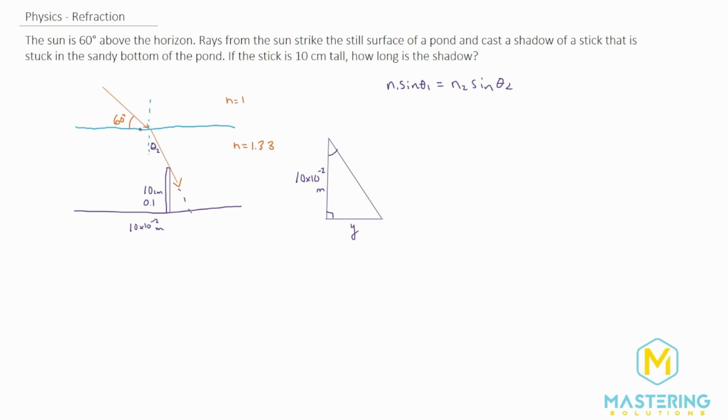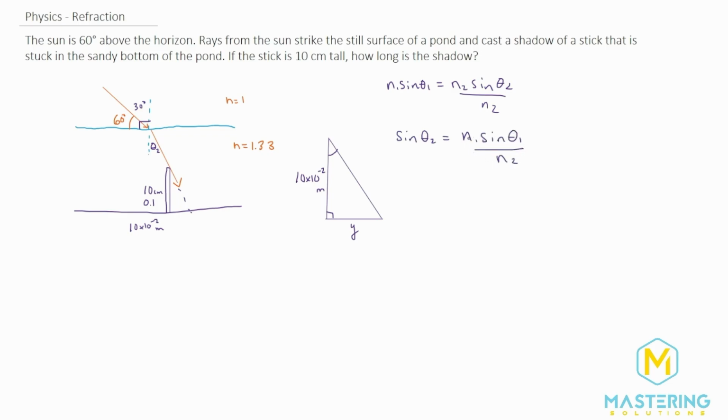And so we know this is a right angle here. And so we have 60. So this is going to be 30 degrees for this angle to complete the 90-degree angle. So our theta 1 is going to be 30 degrees. So now we want to solve for theta 2. So let's isolate that. We'll divide both sides by N2. So sine of theta 2 is equal to N1 sine theta 1 over N2.